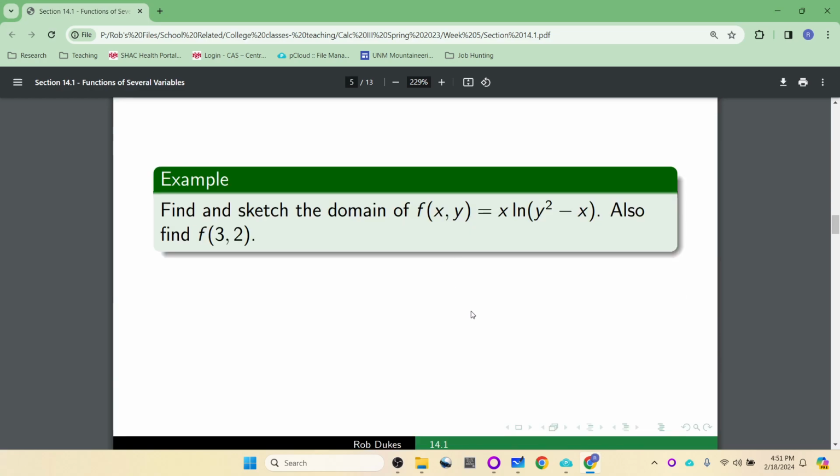So, sketch the domain of this function: x ln of y squared minus x. And also find f of 3, 2. Alright, so once again, we've got 2 pieces, and we want to work out the 2-dimensional domain. Always ask yourself, how many dimensions in the domain? Input is x and y, so unless it's some really weird case, the domain should be drawn in 2 dimensions. Even if it is a weird case, you'd still draw it in 2 dimensions, because it couldn't be more than that.